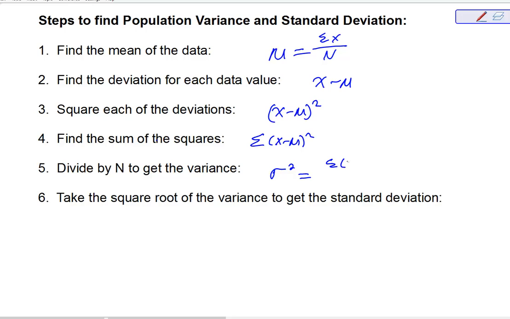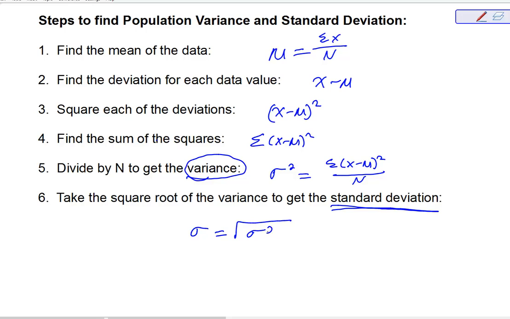So step 5 gives us our variance. Step 6 will give us our standard deviation, and remember that that is just taking the square root of what we just found. So taking the square root of everything that we just found.